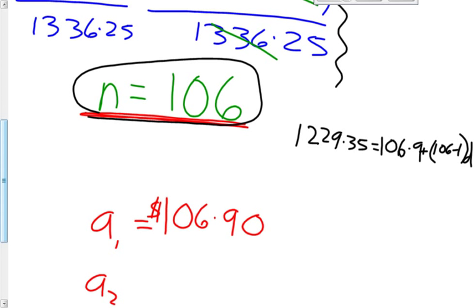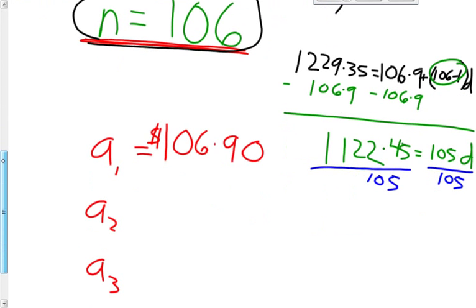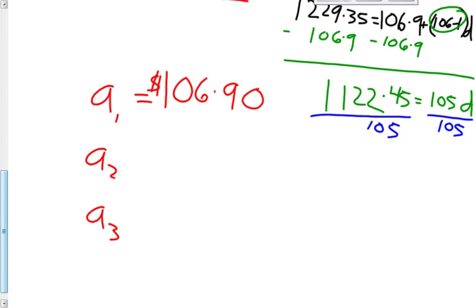So I'm going to subtract 106.9 from both sides. And then I get the answer of 1,122.45. That equals this times D, which is 105 times D. So to get our common difference, we're going to divide both sides by 105. 1,122.45 divided by 105 is $10.69. So class, this is what we really wanted to find.